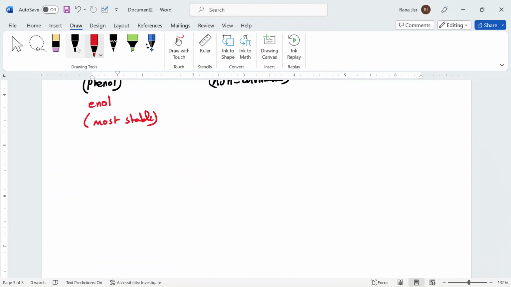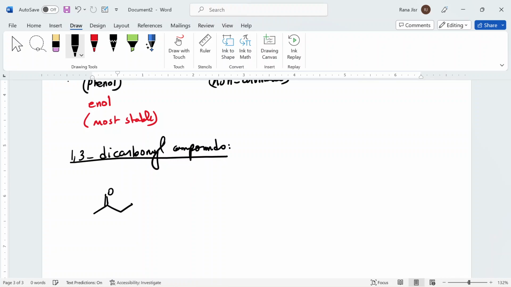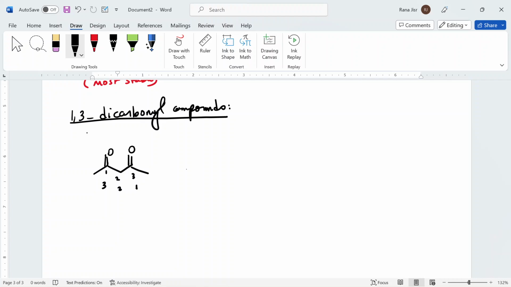Another example is when I have 1,3-dicarbonyl compounds. Let's take an example over here. This is a carbonyl and this is a carbonyl. I can go by 1, 2, 3 or 1, 2, 3. When we want to do tautomerization over here, we're going to put the equilibrium arrows at the end. We're going to target the acidic hydrogen. This is going to be the acidic hydrogen between both carbonyls.